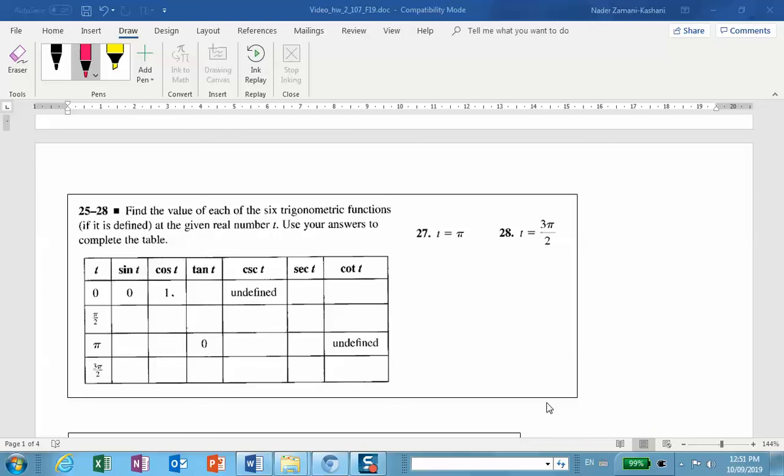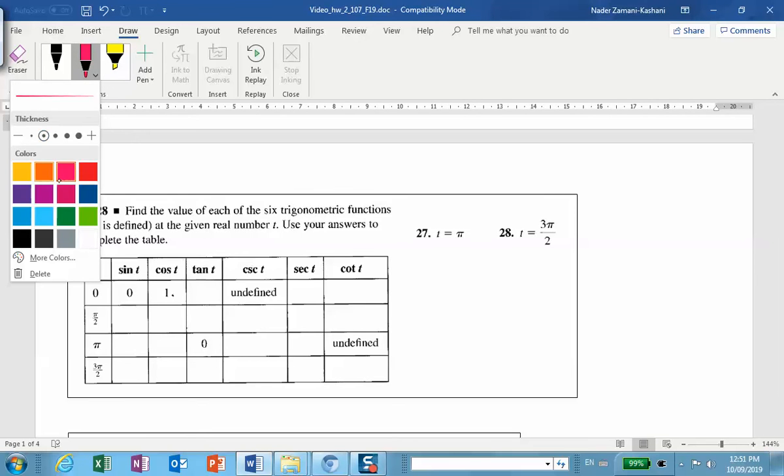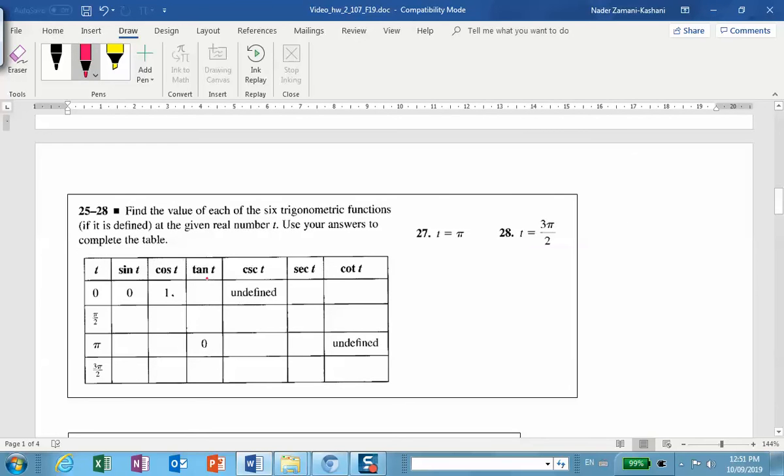Okay, I want to do this problem now. We are supposed to fill in this table. All right, so let's see. Tangent of t, remember, tangent of t is sine of t over cosine of t. So we cannot divide by 0, but at this point it's going to be 0 over 1, which is 0.